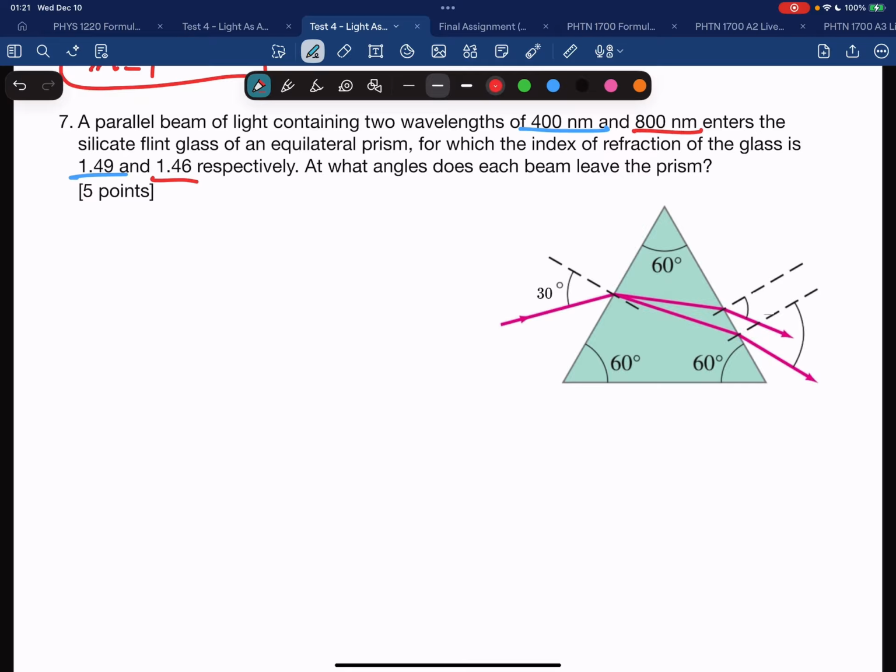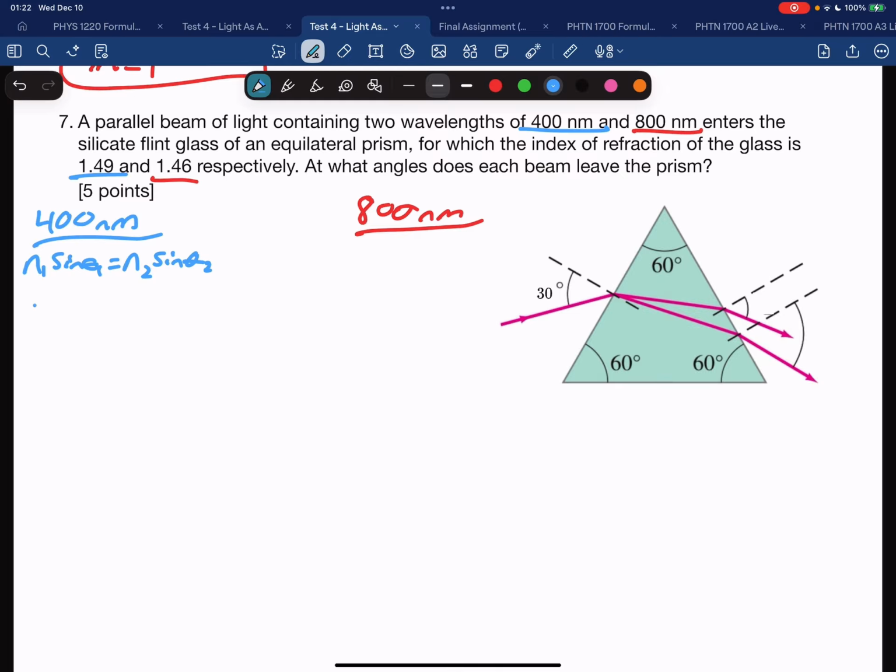So let's go ahead and calculate. 400 nanometers there, 800 nanometers here. Okay, so I'm going to have to start by doing a sine law, or not sine law. Keep calling this sine law, even in class. It's Snell's law. Just happens to use sine.